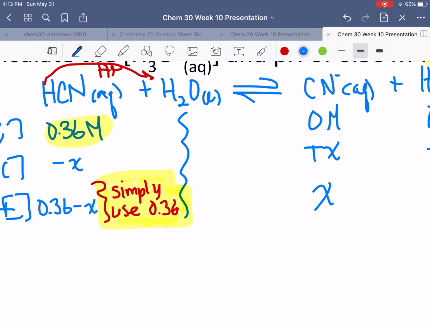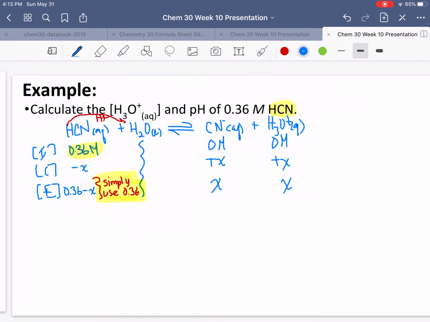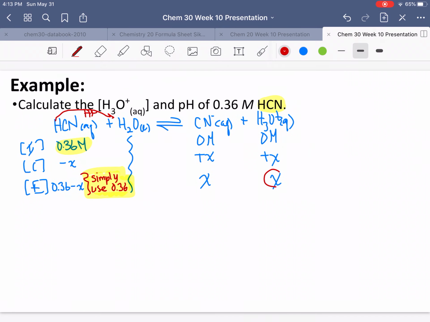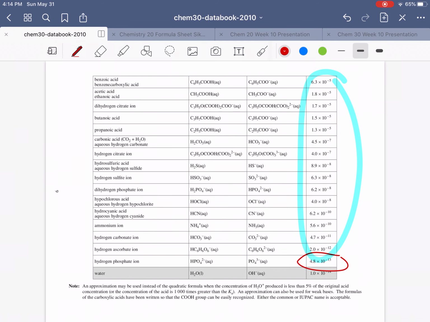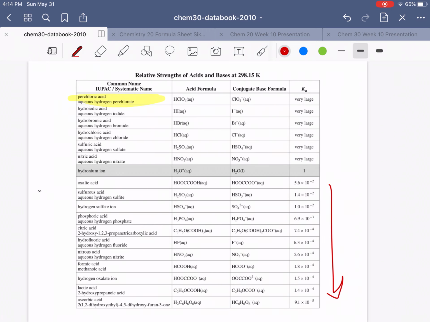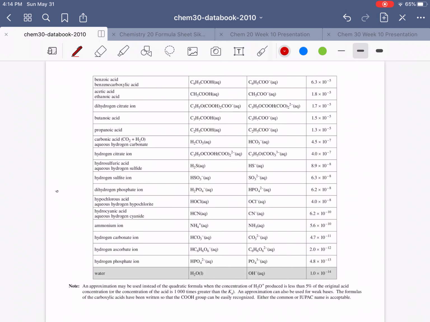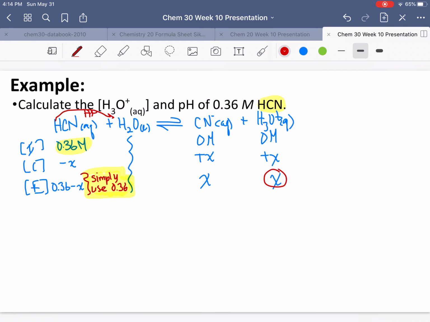Where do we go from here? We need to try to figure out what on earth X is. In other words, what is that hydronium concentration going to be? Now think about what this is. This is HCN. So if you go over to your data booklet, this is something that we can hunt for. You're going to have to get used to scanning this thing, right? Going all the way down here. Where can we find this proper one? Well, here it is. HCN, which relates to a Ka of 6.2 times 10 to the negative 10. Yay, we have something to plug in for Ka.